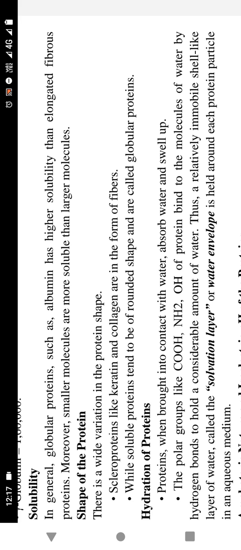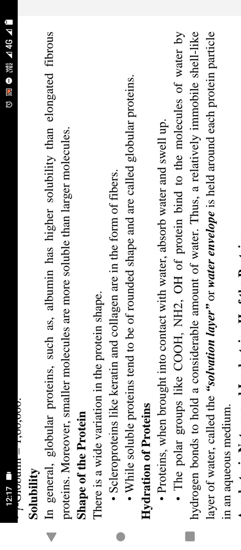Because it has the functional groups COOH, NH2 and hydroxyl. That means carboxyl, amino and hydroxyl groups of protein. These are the functional groups or polar groups. Polar groups means water attracting, water reacting. So protein binds to the molecules of water by hydrogen bonds to hold a considerable amount of water.